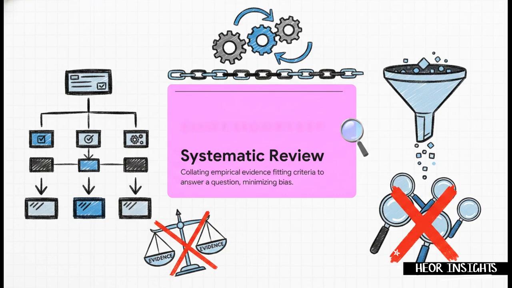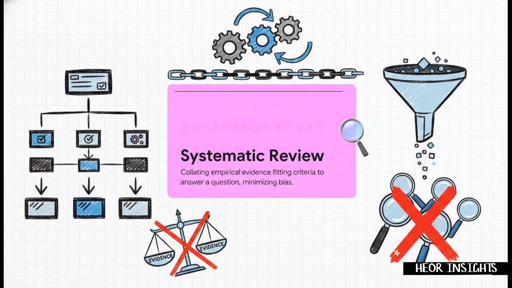Let's start right at the foundation. Why are systematic reviews considered the absolute gold standard for health decision makers across the globe? Well, a systematic review is a structured collation of all empirical evidence fitting pre-specified eligibility criteria to answer a specific research question. Now, the absolutely crucial phrase to remember here is minimizing bias.